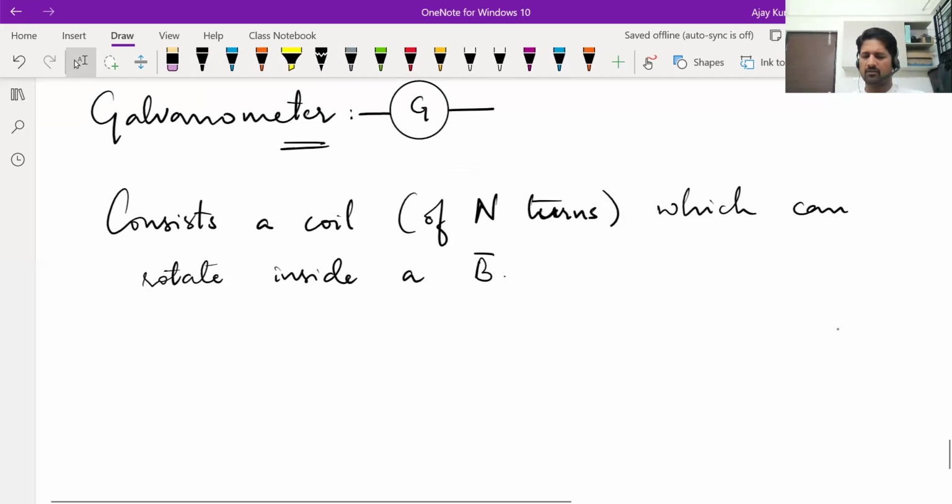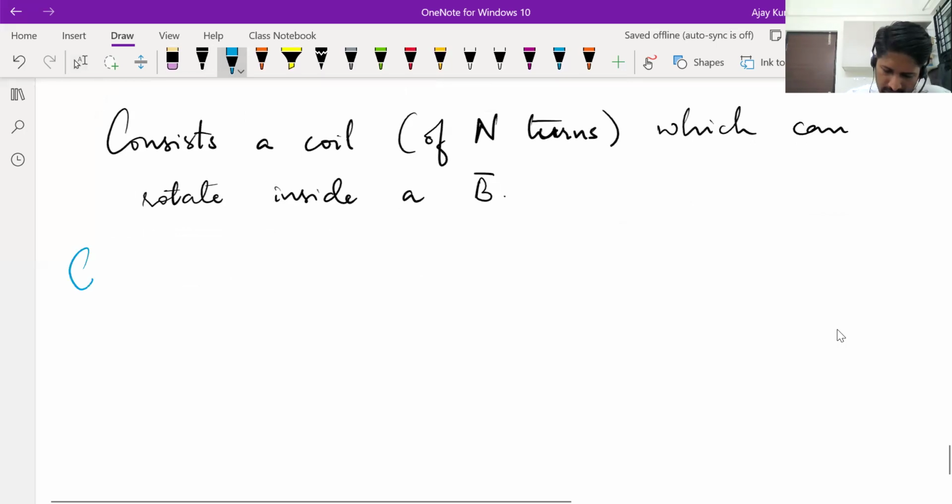So basically, a galvanometer, as I said, has a coil of N turns which can rotate inside a magnetic field. Now, what do we want the galvanometer to do? We want the galvanometer needle to deflect, meaning we want it to rotate proportional to the current that passes inside the coil. If small current passes, we want the rotation to be small. If more current passes, we want the rotation to be more.